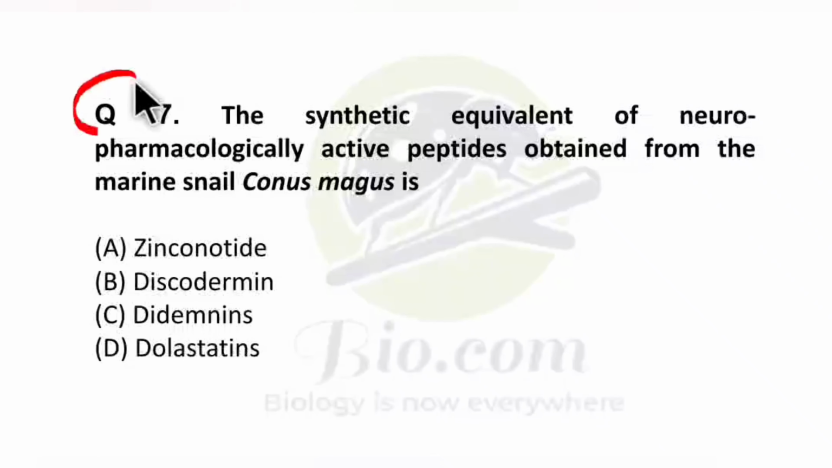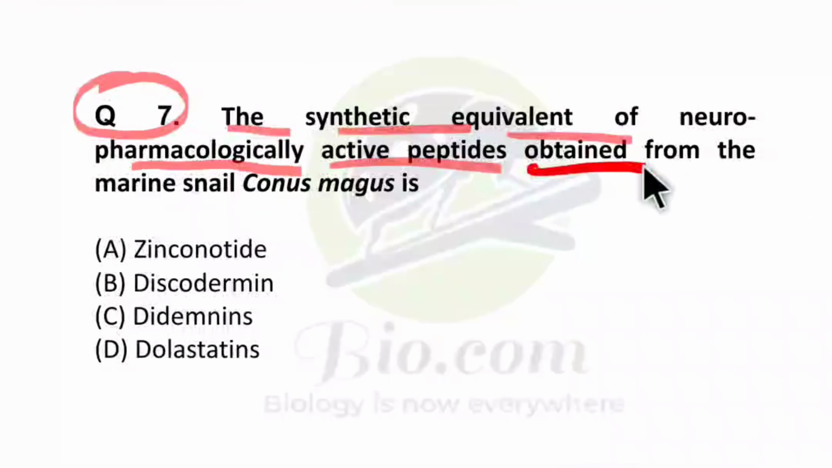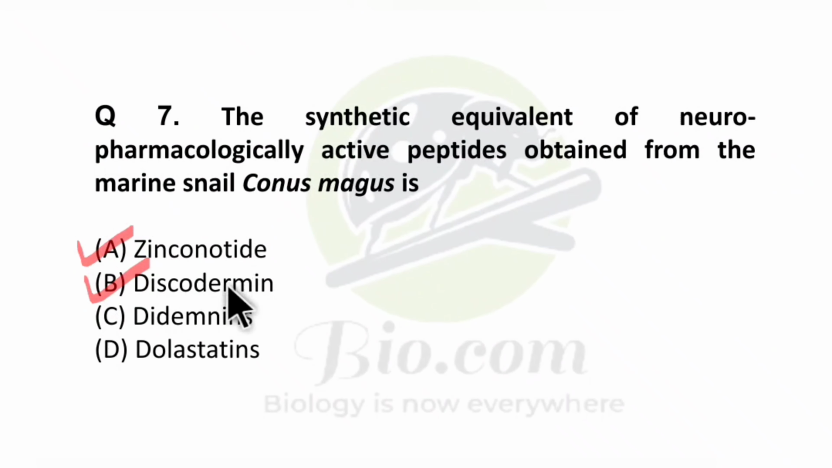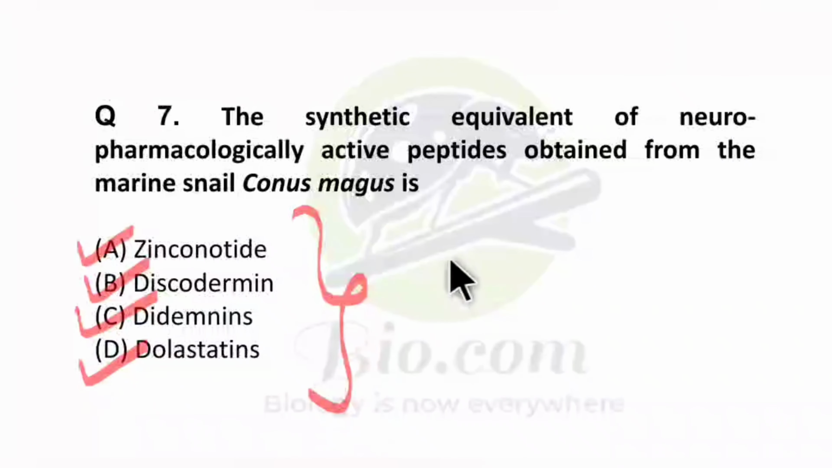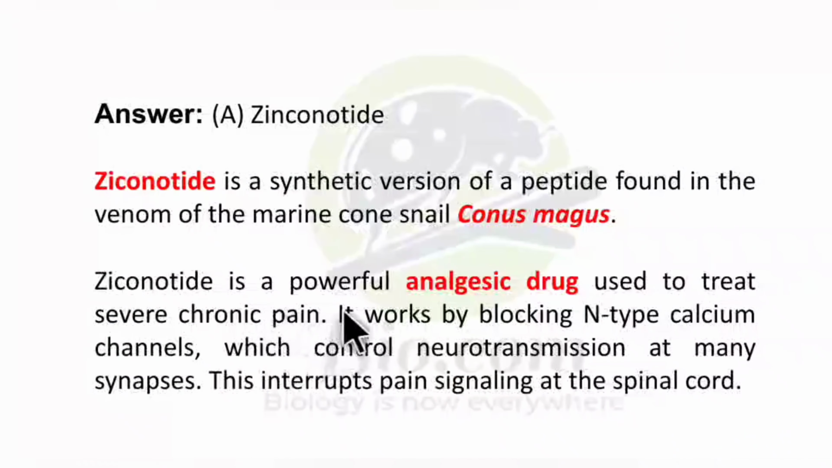Now question number 7 from Marine Biotech. The synthetic equivalent of neuropharmacologically active peptides obtained from the marine snail Conus magus is ziconotide, discodermine, didemnins or dolastatin. So you have to find out which of the following is exclusively secreted by this Conus magus snail which acts as a pharmacologically active peptide against a particular ailment. Out of the given options, the correct answer is ziconotide.